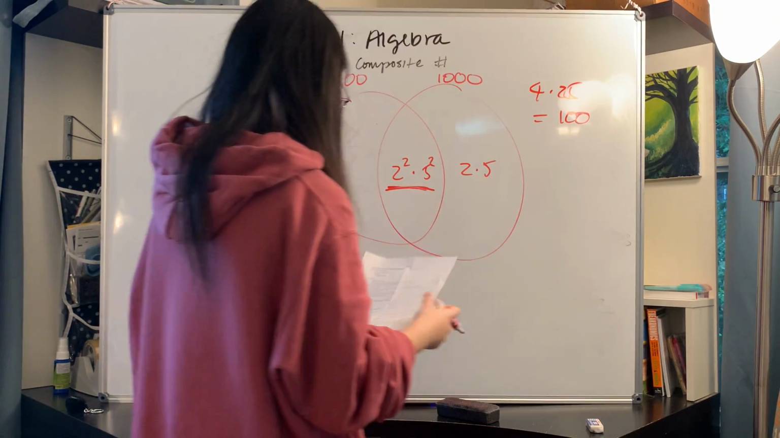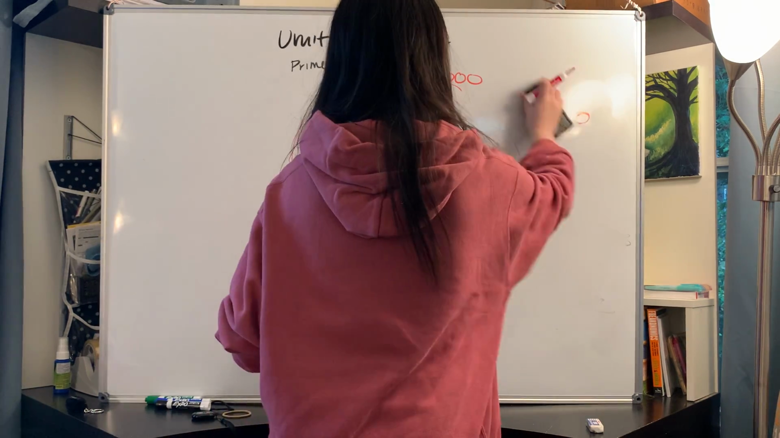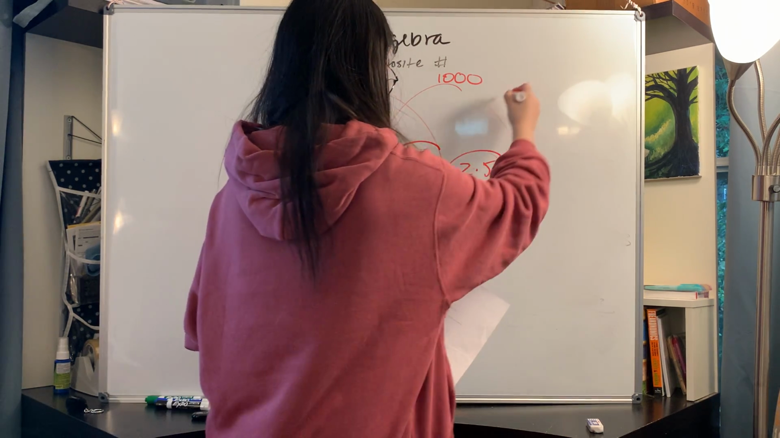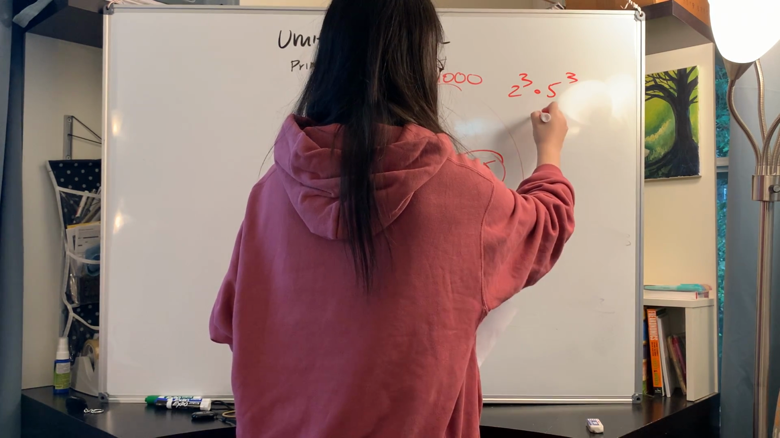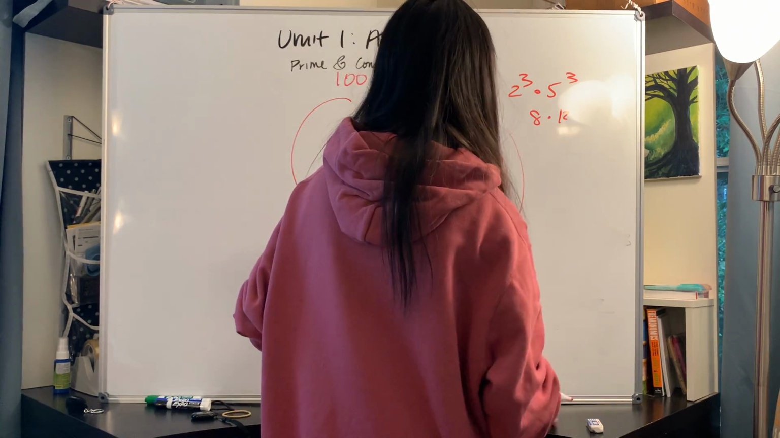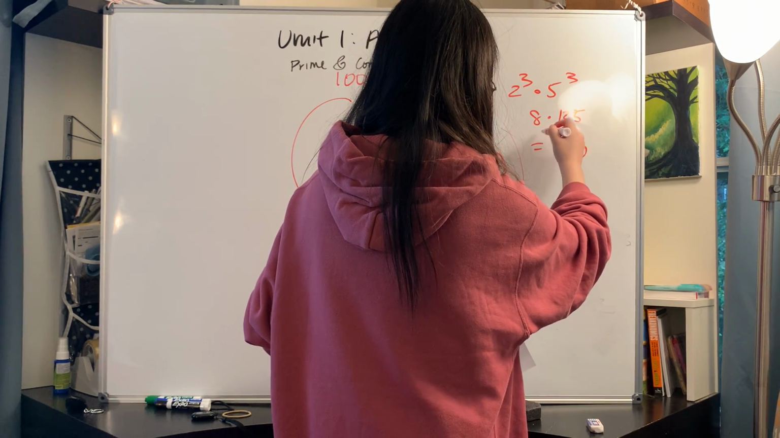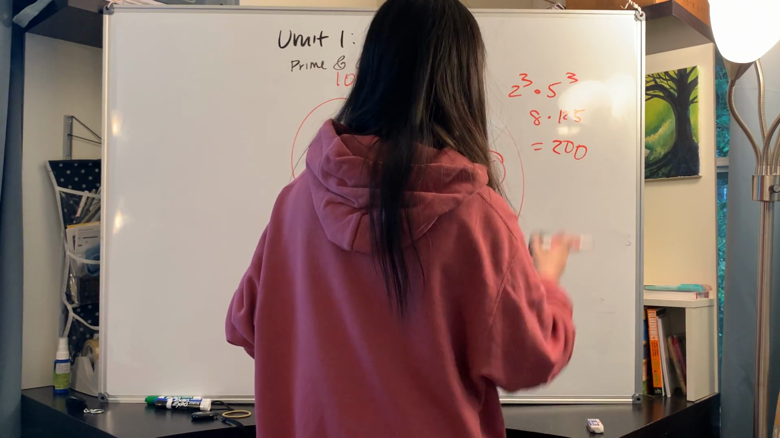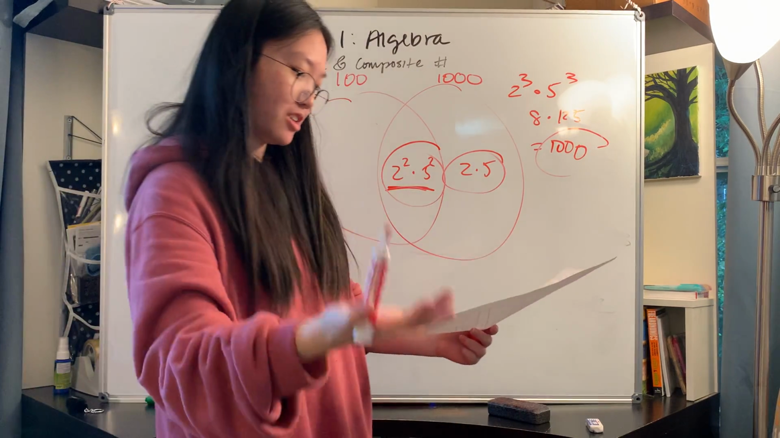Greatest common factor is 100. So the least common multiple of 100 and 1,000, well, the least common multiple would be taking this right here multiplied by this right here. So 2 to the third times 5 to the third, which is equal to 8 times 125, which is equal to, yeah, 1,000. So we just solved both of our questions, 3 and 4.